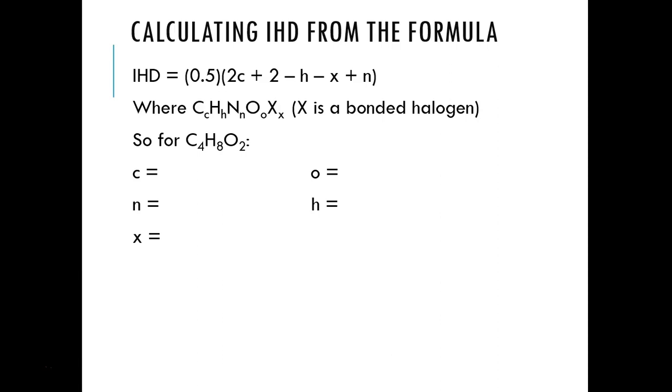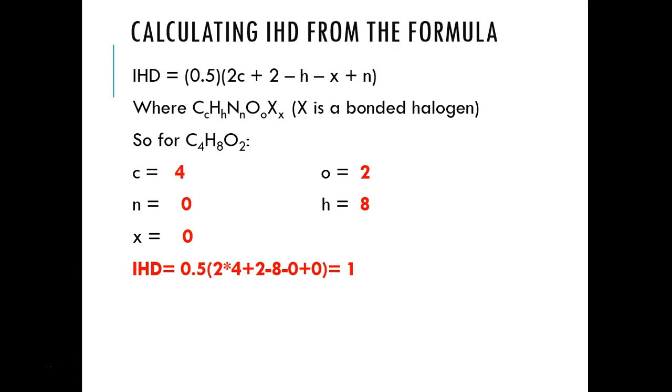Okay, so if we wanted to calculate the IHD for this compound, we know there are 4 carbons, 0 nitrogens or halogens, 2 oxygens, again, not going to factor into our calculations, but good to know, and 8 hydrogens. So when we calculate the IHD, we would get 1. So if we were trying to draw the structural formula for this compound, we would know that it would need to have exactly 1 double bond or 1 ring.